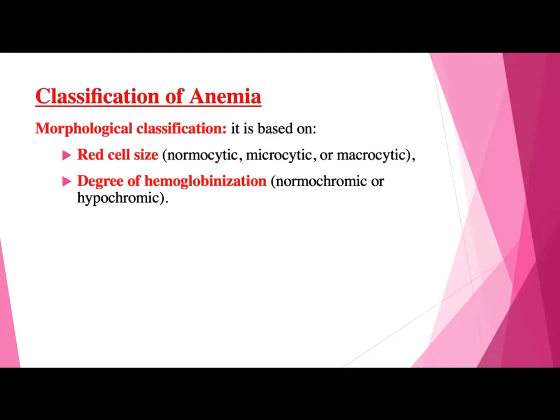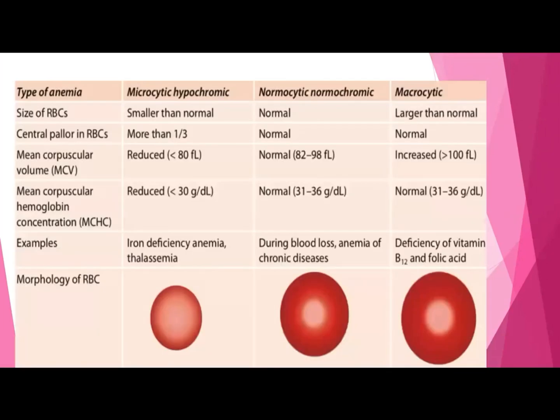We can classify anemia according to the morphology, depending on the red cell size, into normocytic, microcytic, and macrocytic, and according to the degree of hemoglobinization into normochromic or hypochromic. Here is a table that shows a hypochromic microcytic red cell, which looks smaller than the normal or normochromic normocytic cell. The hemoglobin in hypochromia is less than 1/3 of the whole red blood cell, while in the normochromic and the macrocytic, it takes about 2/3 of the red blood cell.